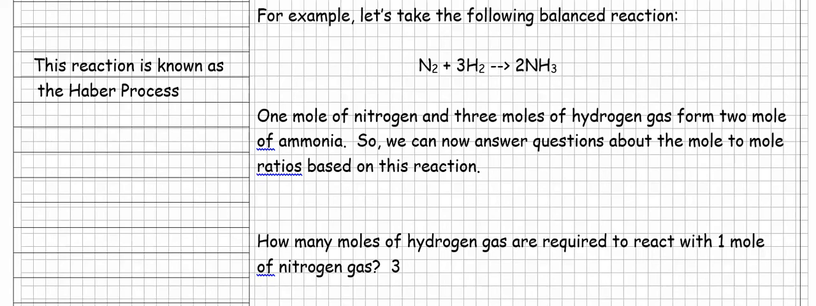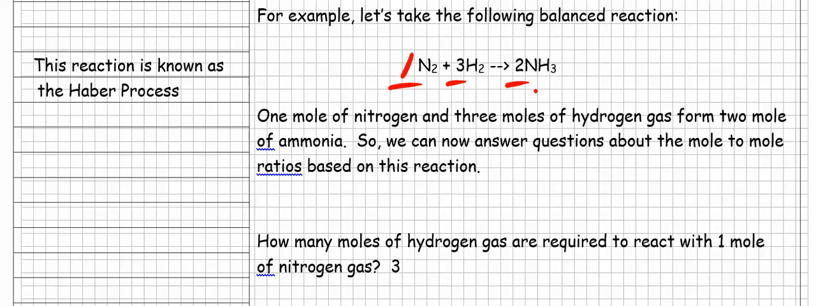All right, so here we go. This is the Haber process. We have 1 mole of N2. Remember, if there's no number there, then we just simply assume that it's a 1. So we have 1 mole of N2 to 3 moles of H2 yields 2 moles of ammonia, right? So it's a 1 to 3 to 2 mole to mole to mole relationship. So 1 mole of nitrogen and 3 moles of hydrogen form 2 moles of ammonia. So we can now answer questions about the mole to mole to mole ratios based on this relationship.